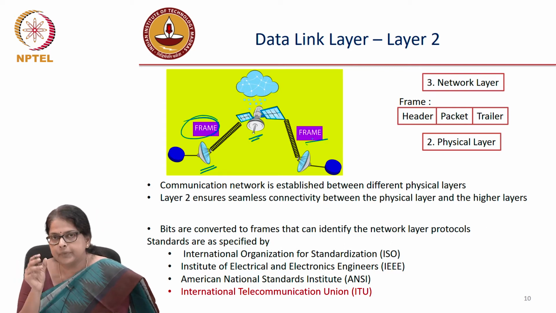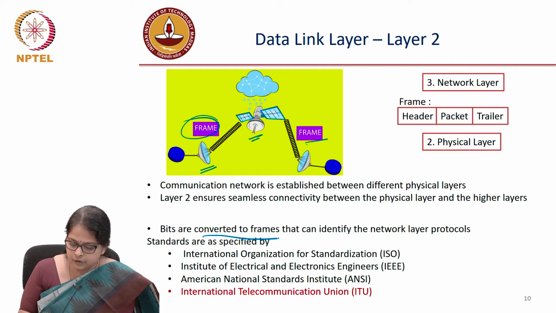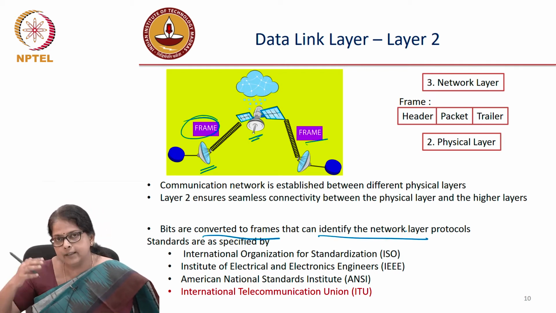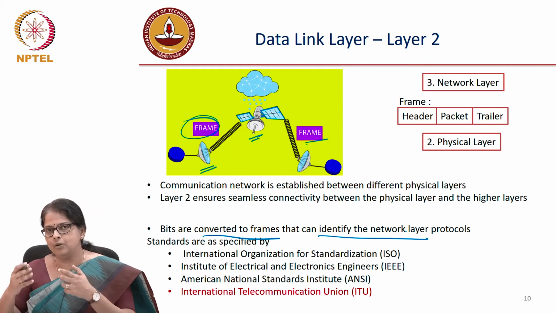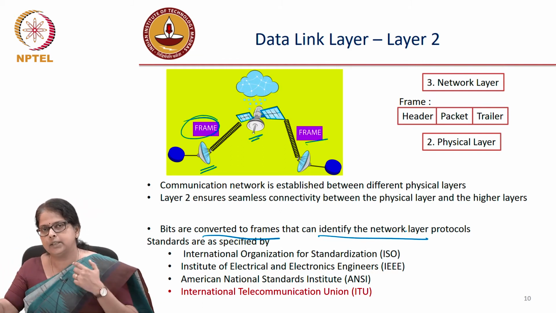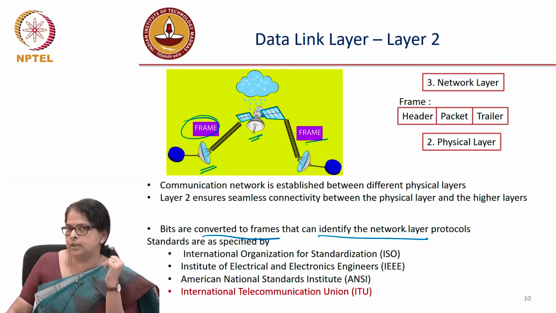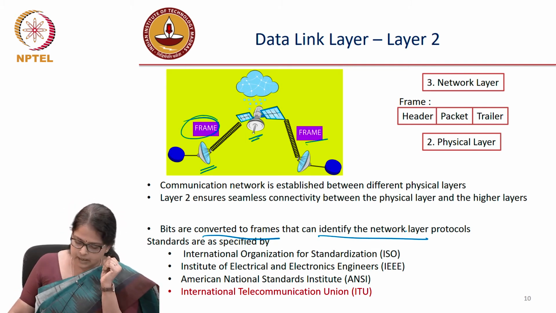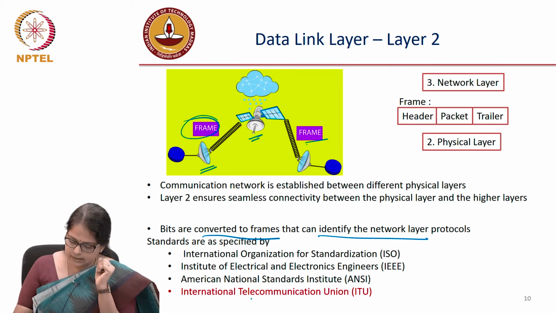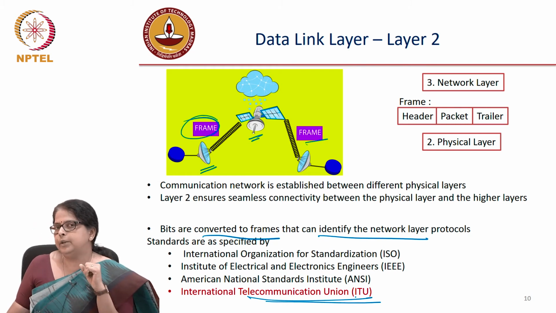So the bits, as we said, which is the information that needs to be transported, it gets converted into frames, and the frame will identify the network layer protocols, the different protocols, and the standards that are specified. Again, the way you are mentioning the source and destination also should form certain rules, and this set of rules is what is referred to as protocols. And these protocols are standardized by either ISO or IEEE or ANSI or ITU. In this, the ITU is the one which gives the protocols for optical communication. Okay.